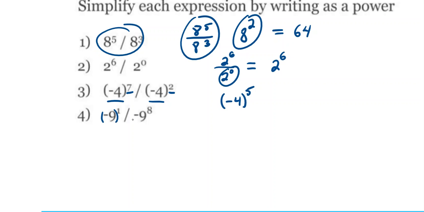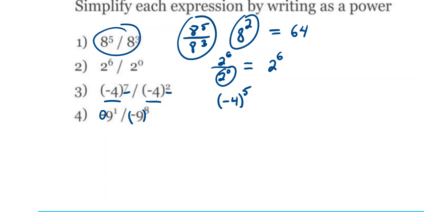If there would have been brackets like this, then it would have been negative 9, because then it would have been negative 9 to the power of 1 and negative 9 to the power of 8. But this is really like negative 9 to the power of 1 and negative 9 to the power of 8. And then what do you get if you go a negative divided by a negative? You get a positive, right? So this is going to come out positive.